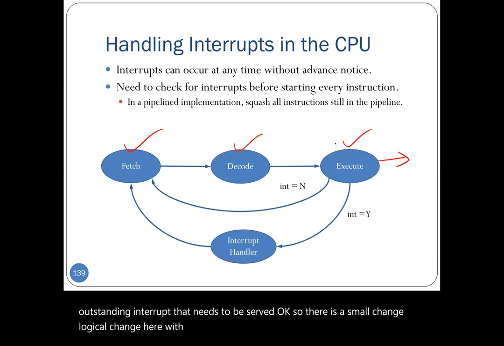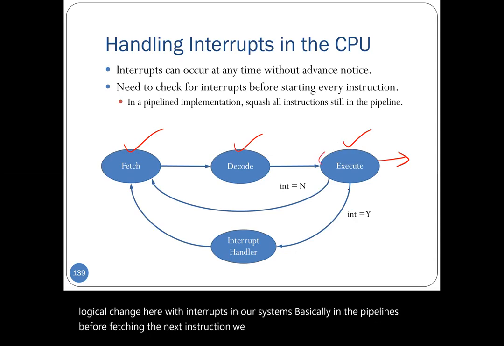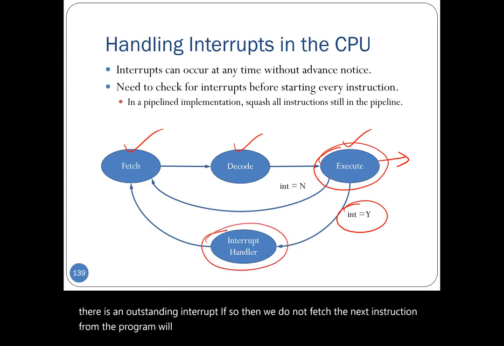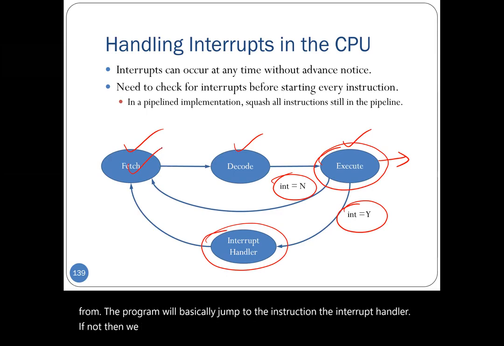Basically, in the pipelines, before fetching the next instruction, we would always have to check whether there is an outstanding interrupt. If so, then we do not fetch the next instruction from the program. We'll basically jump to the interrupt handler. If not, then we can continue fetching as usual from the executing program. So that's a small change.